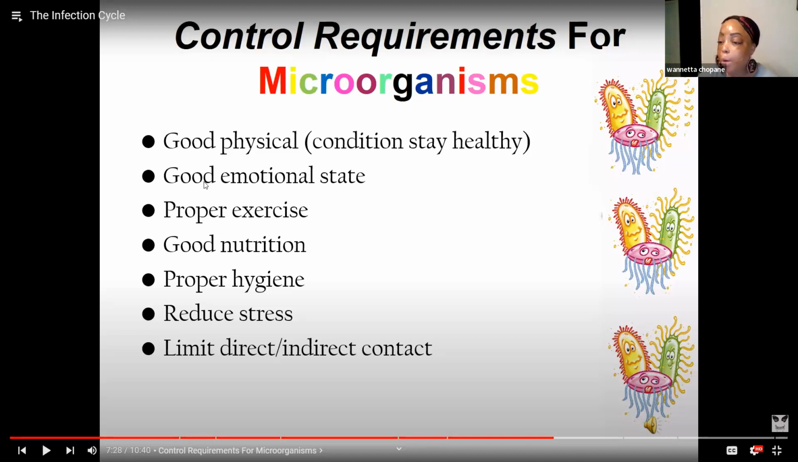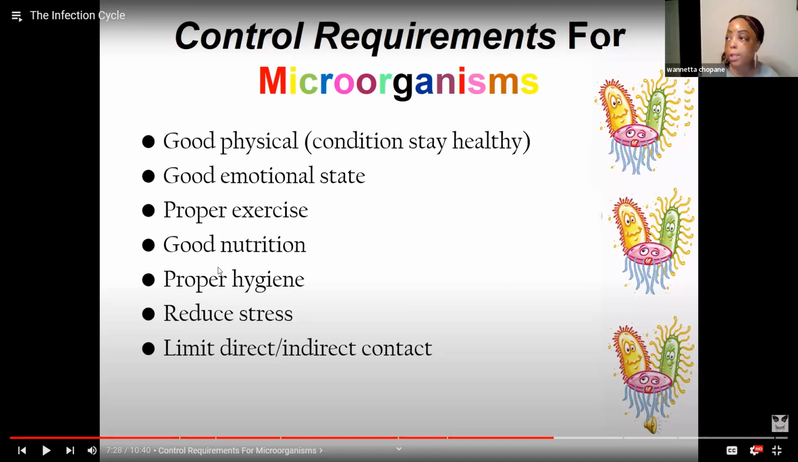You need to be in a good emotional state. Stress freaks us out. You may not even know it, but you could be under stress and it starts to weaken your immune system and you don't even know it, okay? We do need proper exercise. We do need to eat well, good nutrition, proper hygiene, brushing teeth, taking baths or showers, reduce stress, like I said. And then we also need to limit direct and indirect contact.